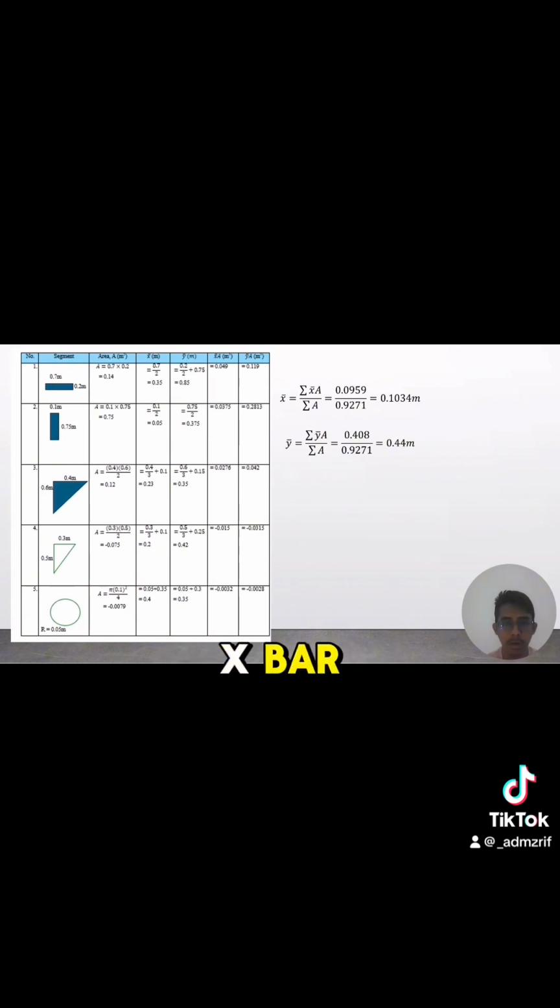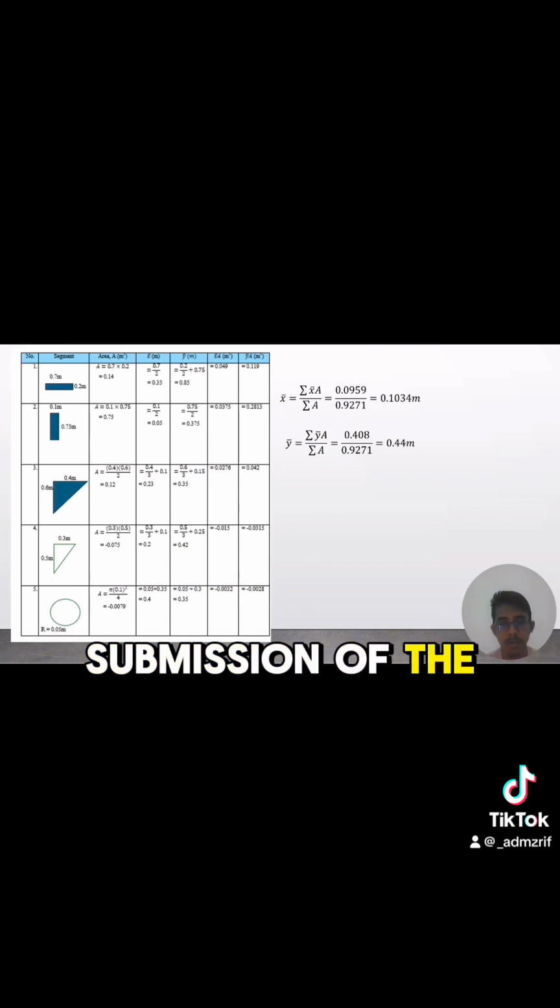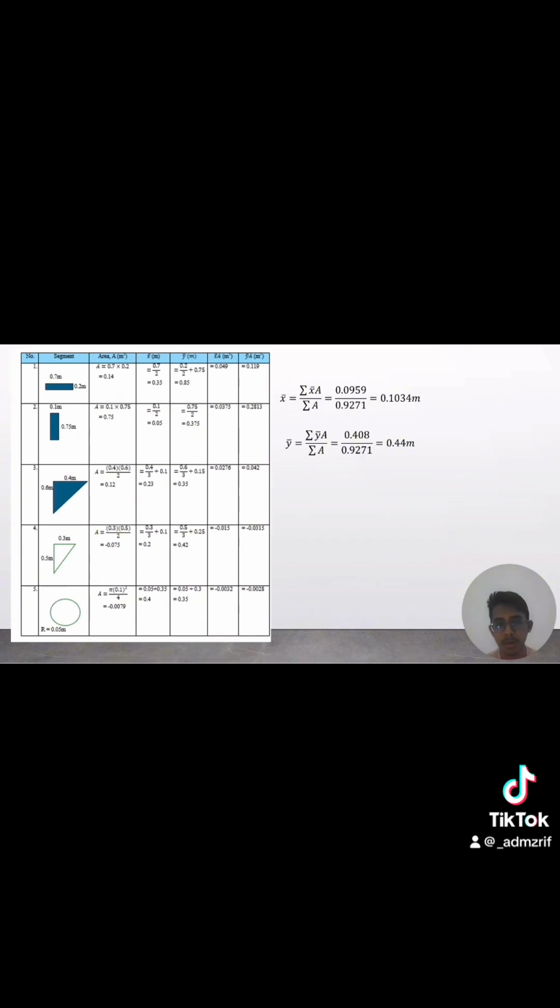So for the x bar, the formula is the summation of x multiplied by A divided by the summation of area. And for the x bar, we get 0.1034 meter, and for the y bar, the summation of y multiplied by A divided by the summation of area, and we get around 0.44 meter. That's all from me. Thank you.